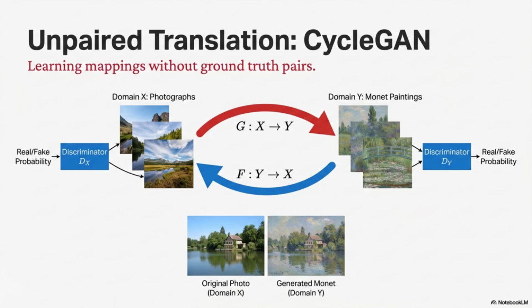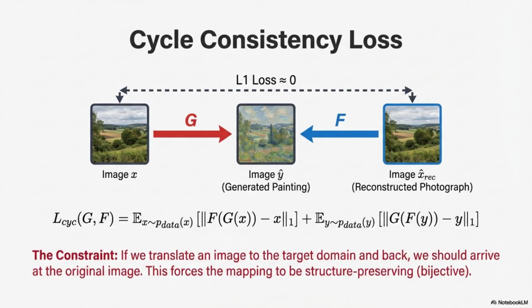But wait a second, how does it know to change a horse into a zebra and not just some random blob? The secret, and it is so clever, is something called cycle consistency loss. The idea is beautiful in its simplicity. It says, if you take a photo, translate it into a Monet painting with your first generator, and then translate that painting back into a photo with your second generator, you should end up right back where you started.